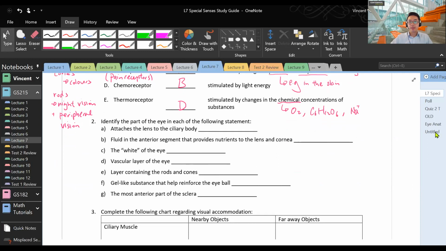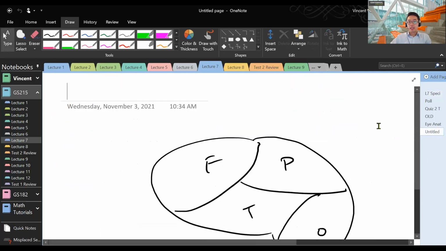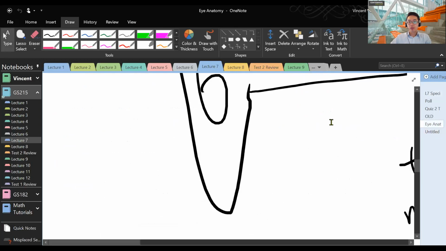Let me see if I have an eye model that I could show you.